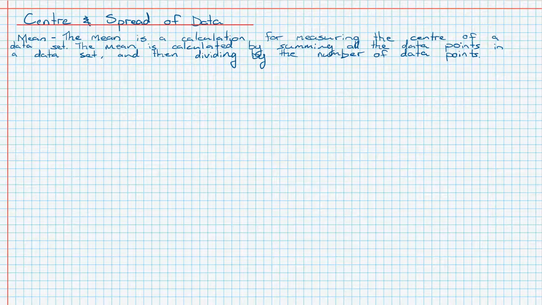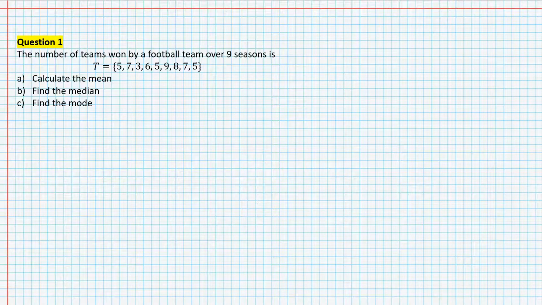Okay, now let's have a look at an example. So what you're going to do is go to a fresh new page, and that's where we'll do this example here. So question 1, the number of games won by a football team over 9 seasons is T equals 5, 7, 3, 6, 5, 9, 8, 7, 5. So 9 seasons, and it's telling us during those seasons how many games did they actually win.